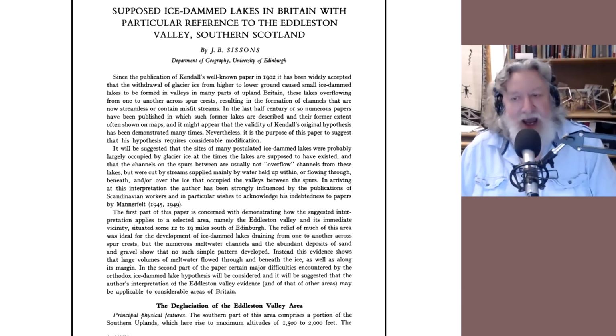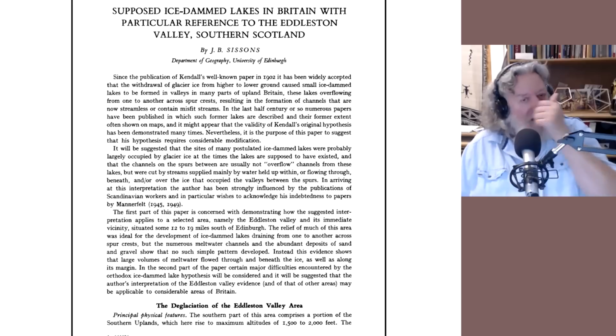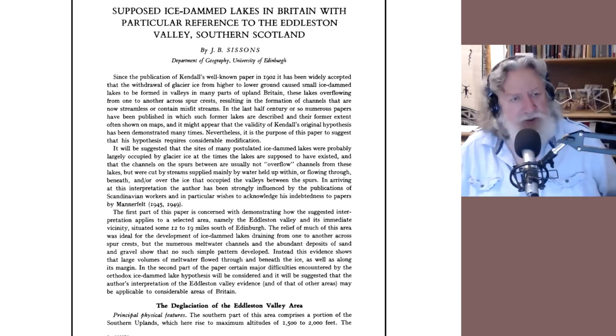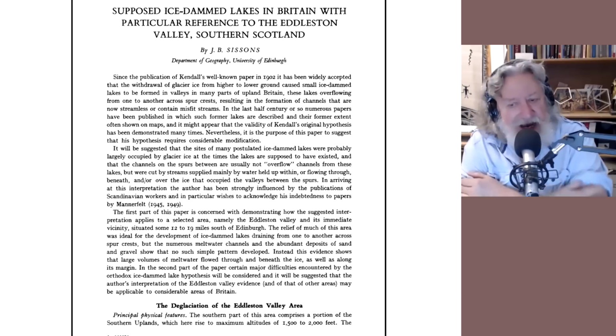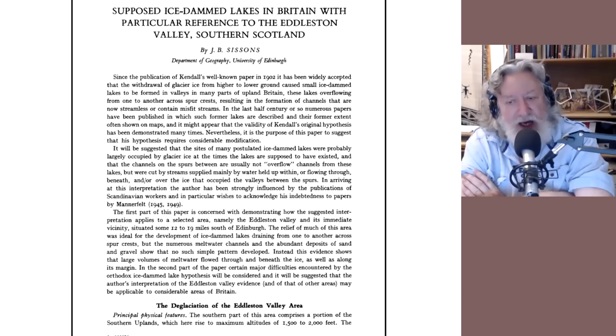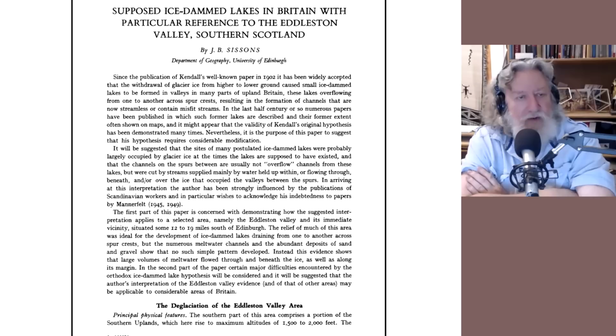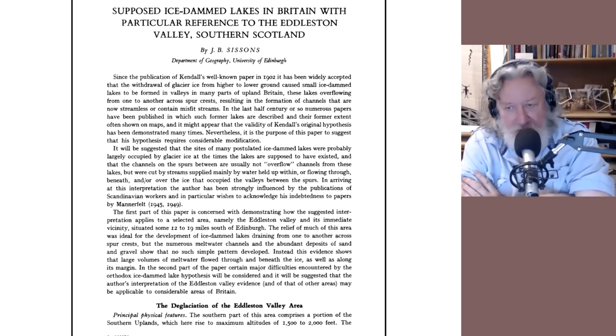Underfit rivers. Underfit, yeah. So here he is in 1958. He's observing that a lot of these glacier meltwater streams in Britain seem to be underfit in terms of the creeks or rivers flowing in them. He says it will be suggested that the sites of many postulated ice-dammed lakes were probably largely occupied by glacier ice at the times the lakes are supposed to have existed. Now, he's talking about Pleistocene ice here, right? 12, 13, 14,000 years ago.